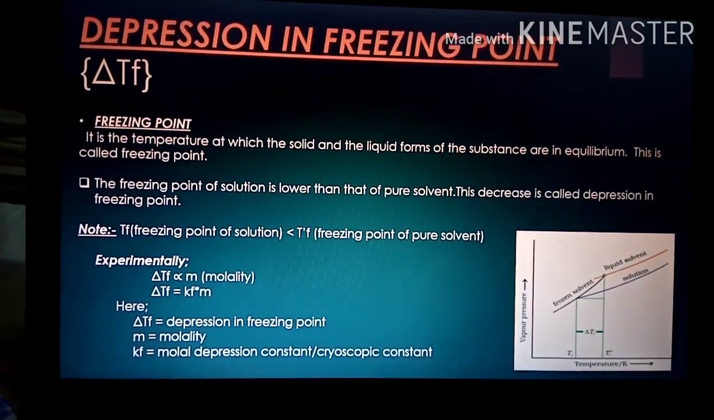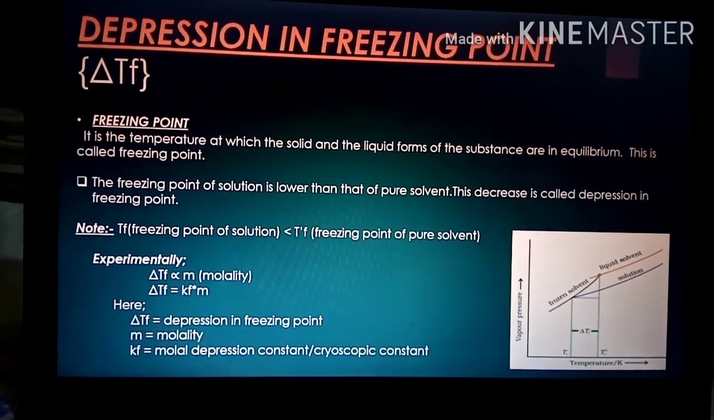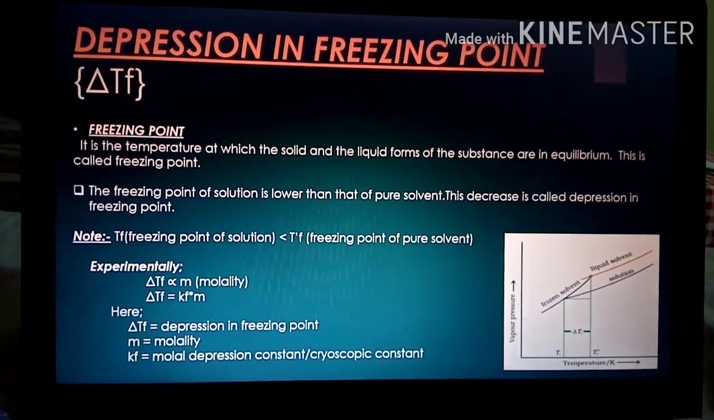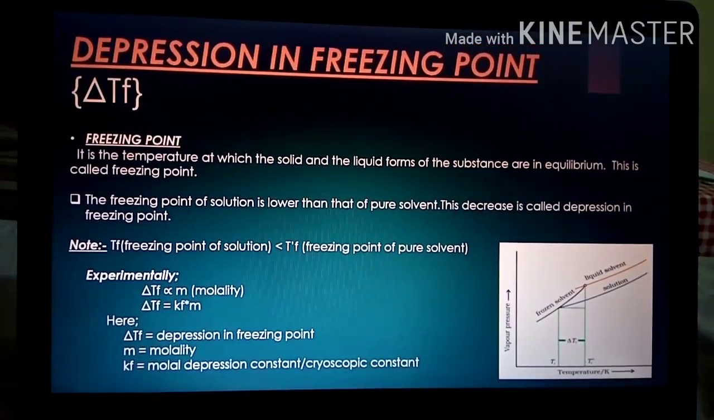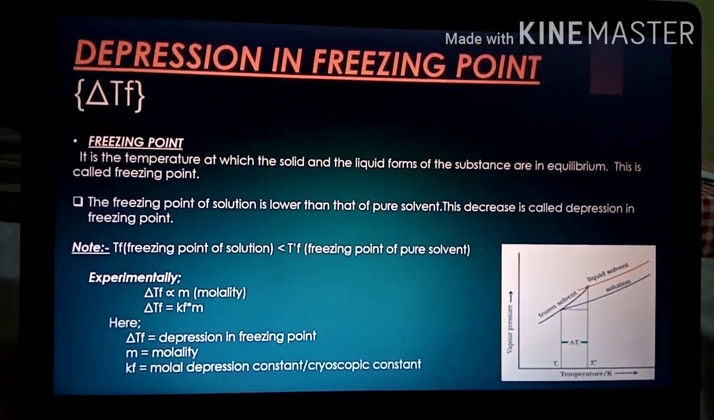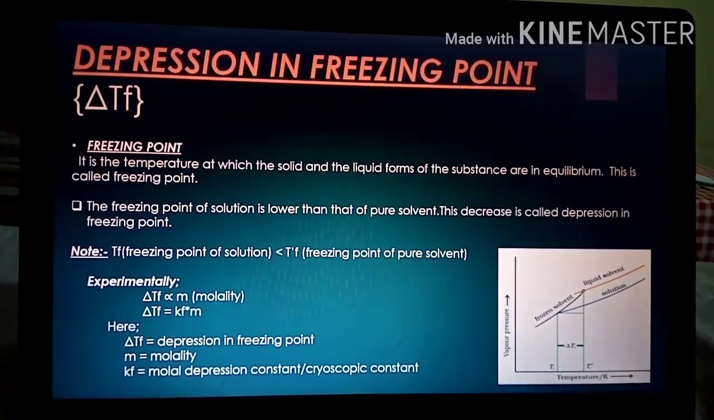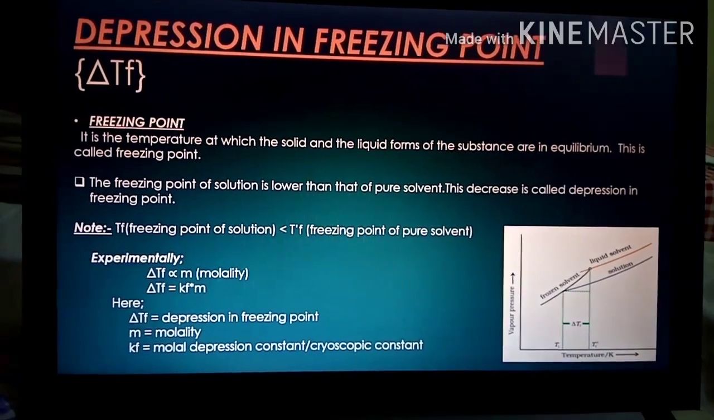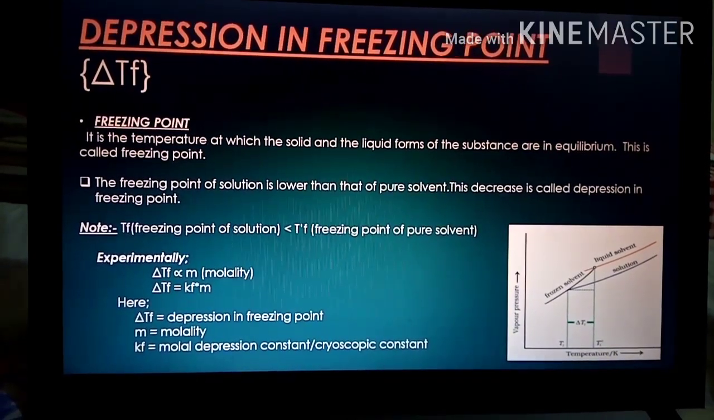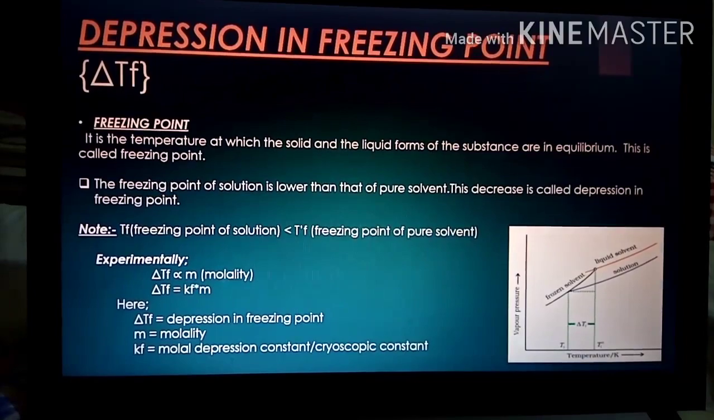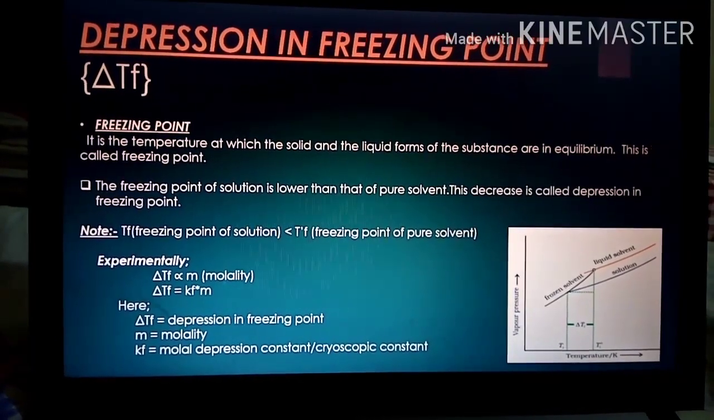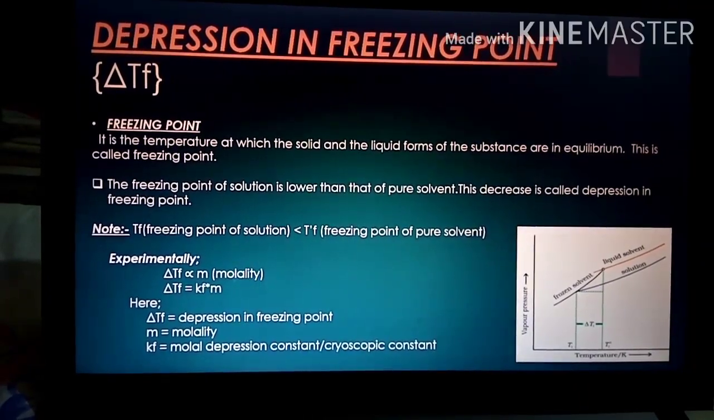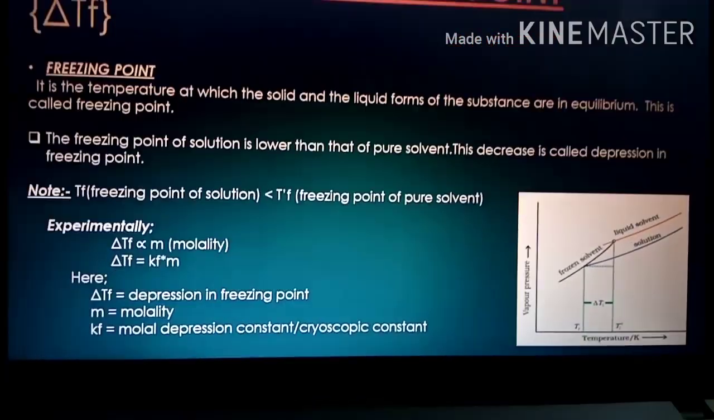The freezing point of the solution is always lower than that of pure solvent. This decrease is called the depression in freezing point, and the increase in boiling point is called elevation in boiling point. Now see this note, what it is saying. Tf, the freezing point of the solution, is always smaller than T°f, the freezing point of pure solvent.